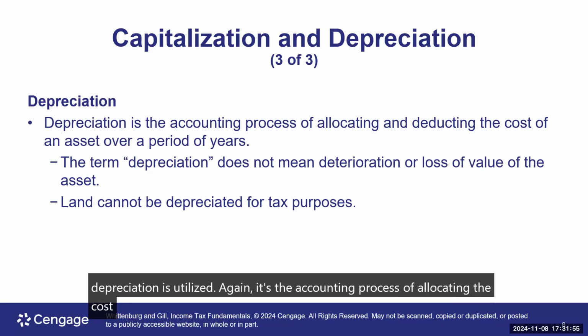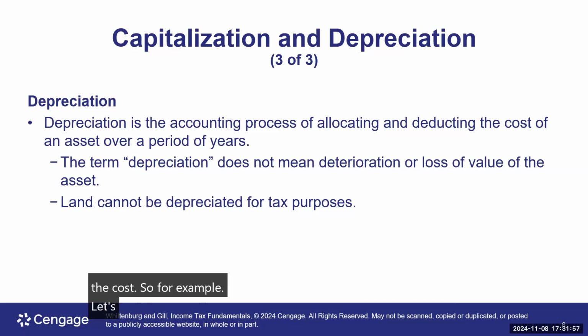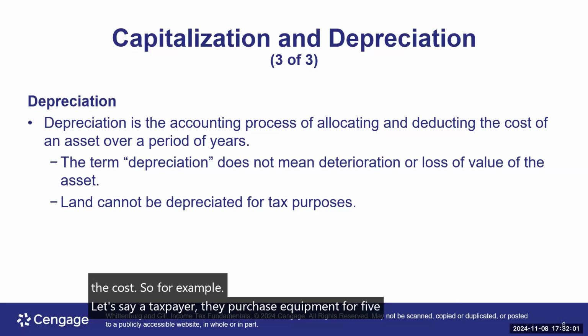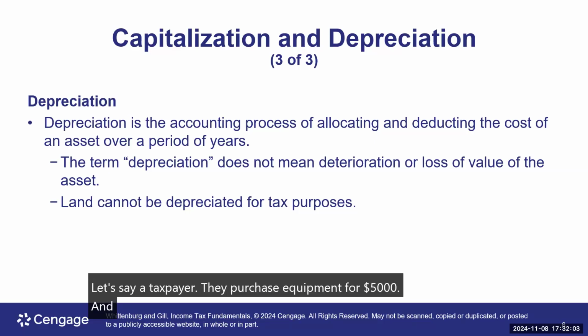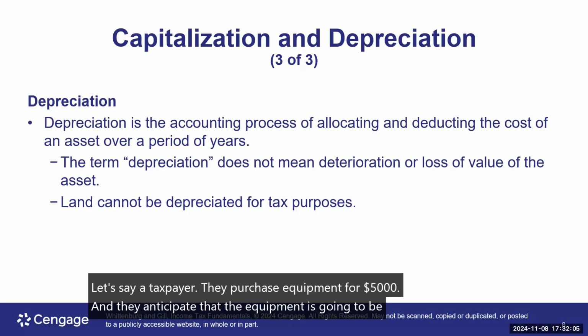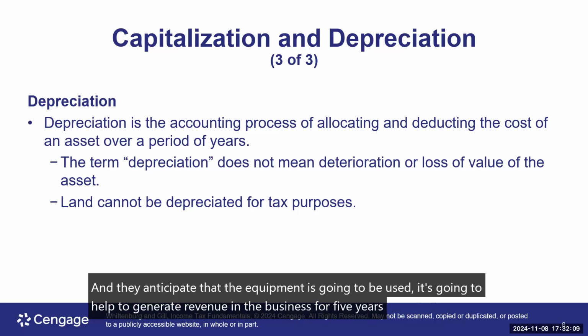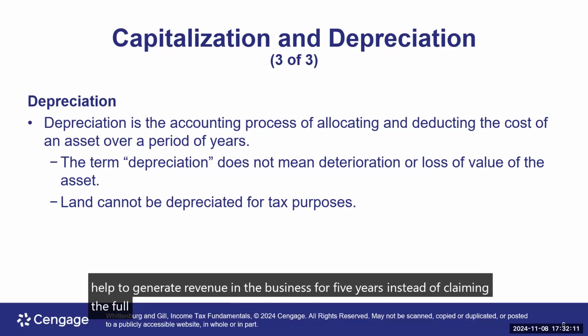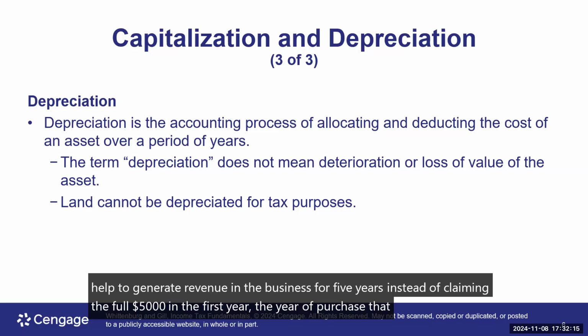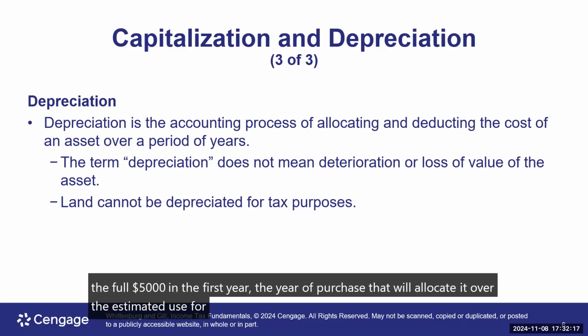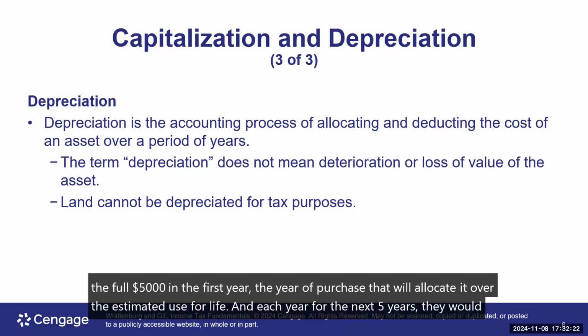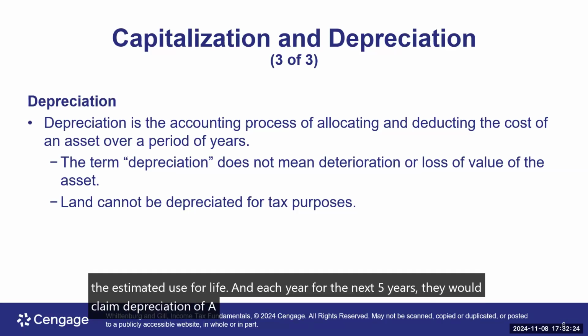So for example, let's say a taxpayer purchases equipment for $5,000 and they anticipate that the equipment is going to help generate revenue in the business for 5 years. Instead of claiming the full $5,000 in the first year, the year of purchase, they will allocate it over the estimated useful life. And each year for the next 5 years, they would claim depreciation of $1,000.